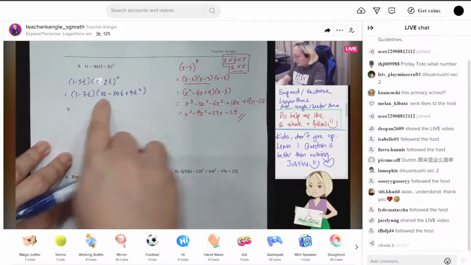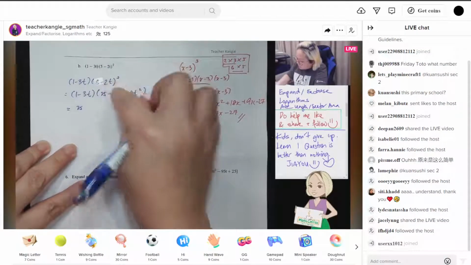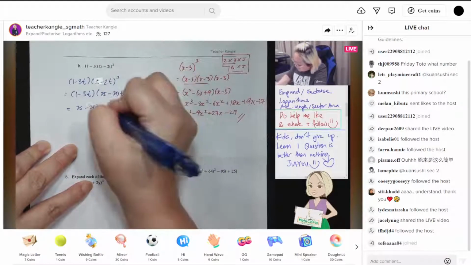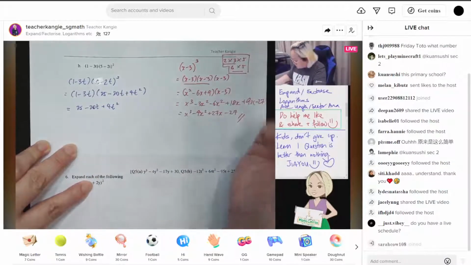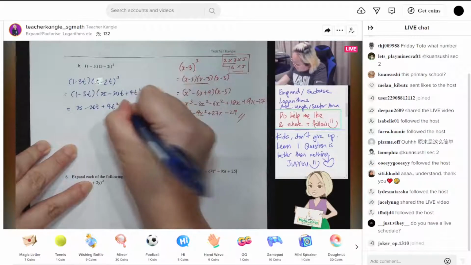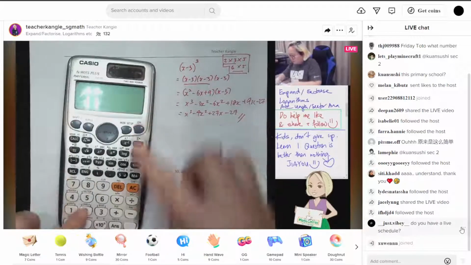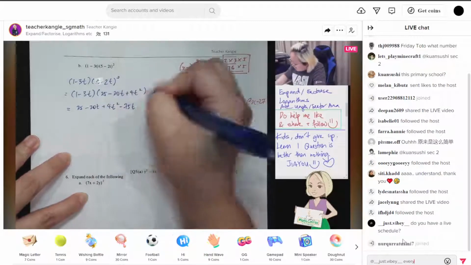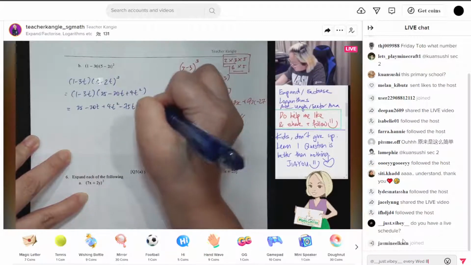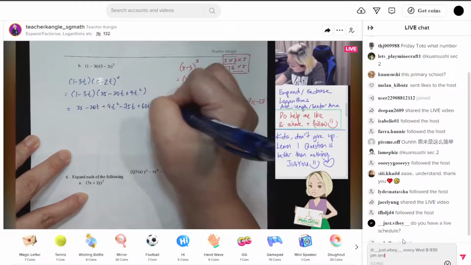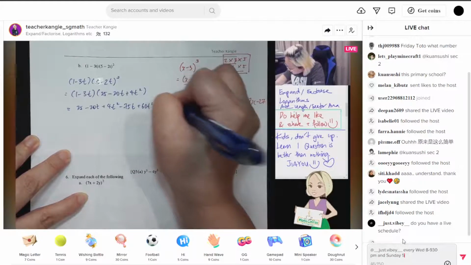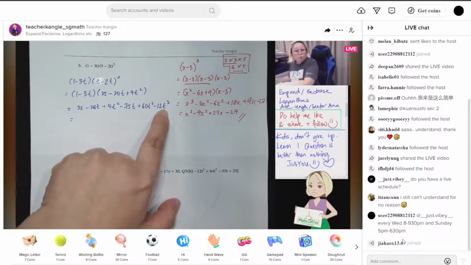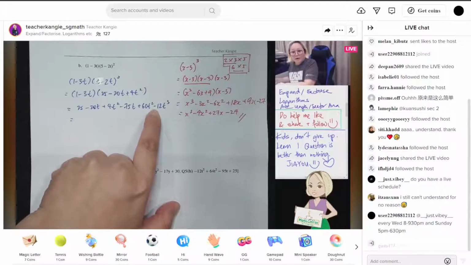So 1 times this one, 25. This one times this one, minus 20t. This one times this one, plus 4t squared. This one times this one, minus 75t plus 60t squared, minus 12t cubed. Okay, see, my t cubed is a negative.